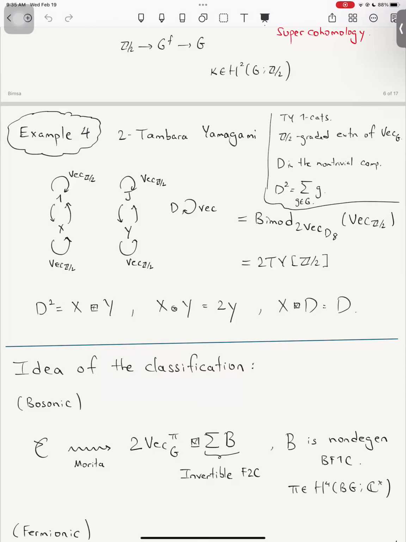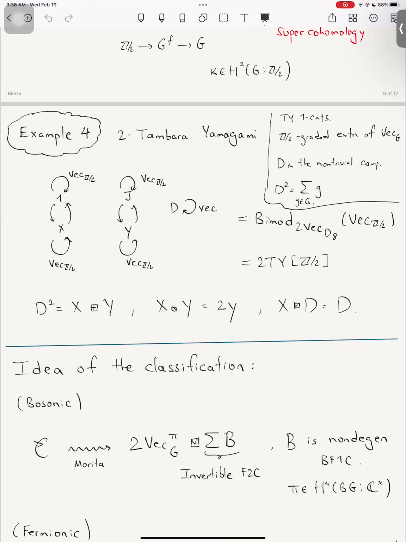TY of Z2 is Ising, right? Yes. So that one, I guess, is braided, but in general it's not. In general, it's just Vec G and then you add on Vec. For elementary 2 groups, you get a braiding on TY. So for a general abelian group, it is not braided. But for elementary 2 groups, the Tambara Yamagami category has a braiding.